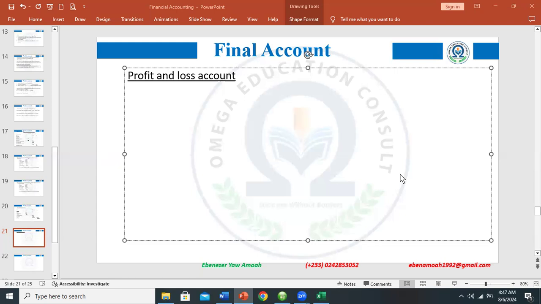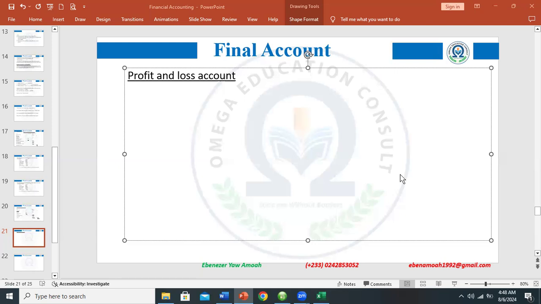So yesterday we were able to establish that the trading account is prepared for something. Can you tell me that? The reason why I prepared a trading account? Yeah, to obtain a sole trader's gross profit or gross loss. Exactly. And what are the two main things we compare in the trading account? The net sales and then cost of goods sold. Okay, that's the cost of sales. Okay, thank you very much.